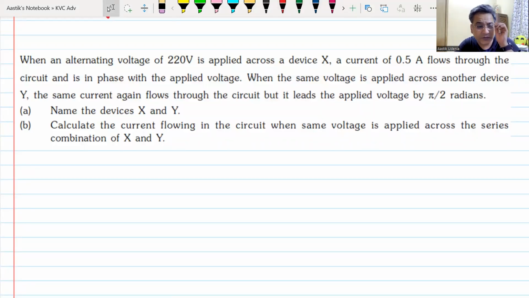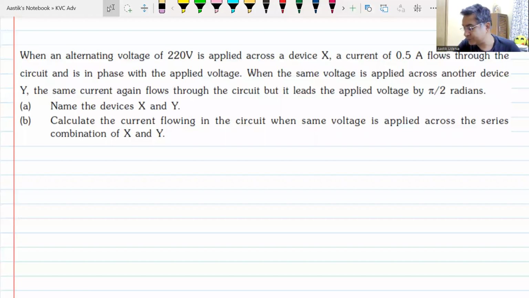When an alternating voltage of 220 volt, RMS value, is applied across a device X, a current of 0.5 amperes, IRMS, flows through the circuit in phase with the applied voltage. When the same voltage is applied across another device Y, the same current again flows through the circuit, but it leads the voltage by an angle of pi by 2. Name the devices X and Y. Calculate the current flowing in the circuit if the devices X and Y are put in series.